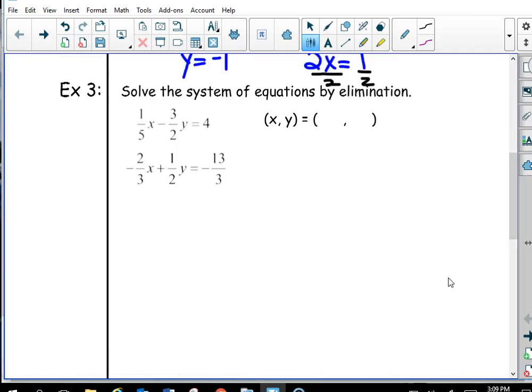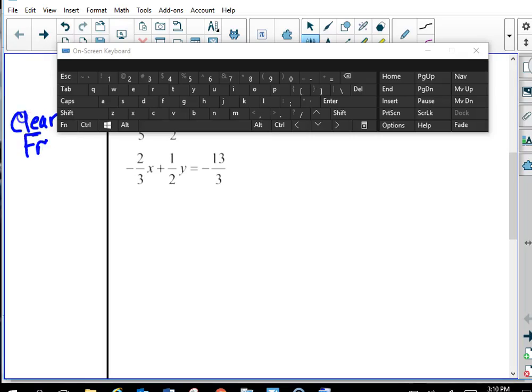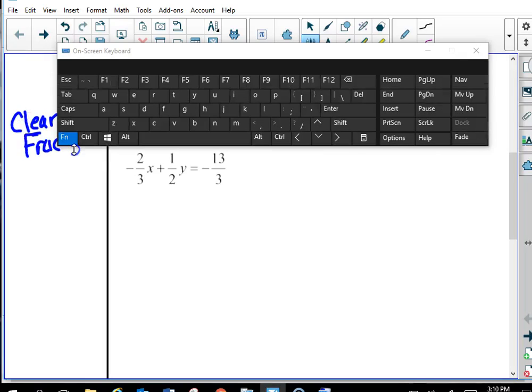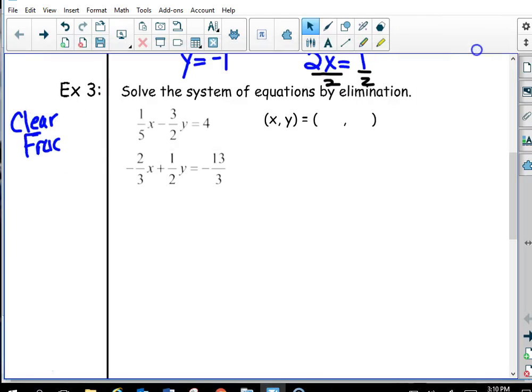Okay, on example 3, the first thing we're going to do, because there's all these fractions, and I sure don't want to work with those, or want to work with them as little as possible, we're going to clear the fractions by multiplying each equation by a common denominator. Fractions, not factions. Okay, so the common denominator of my first equation is going to be 10.